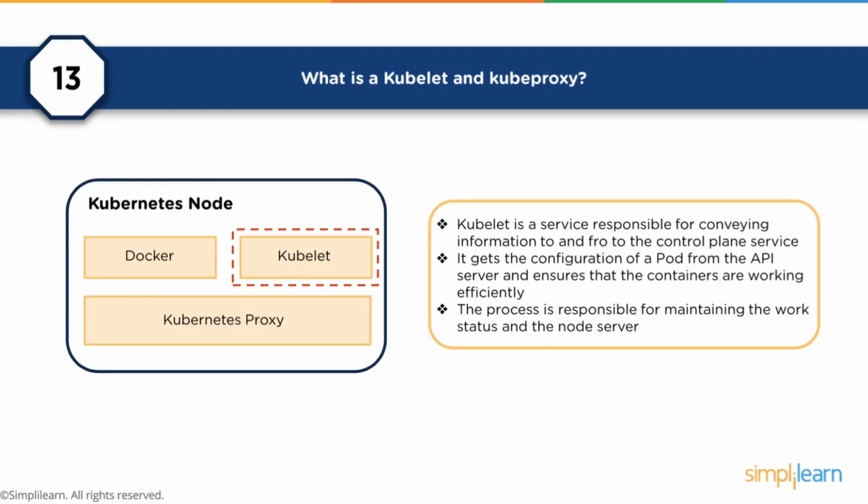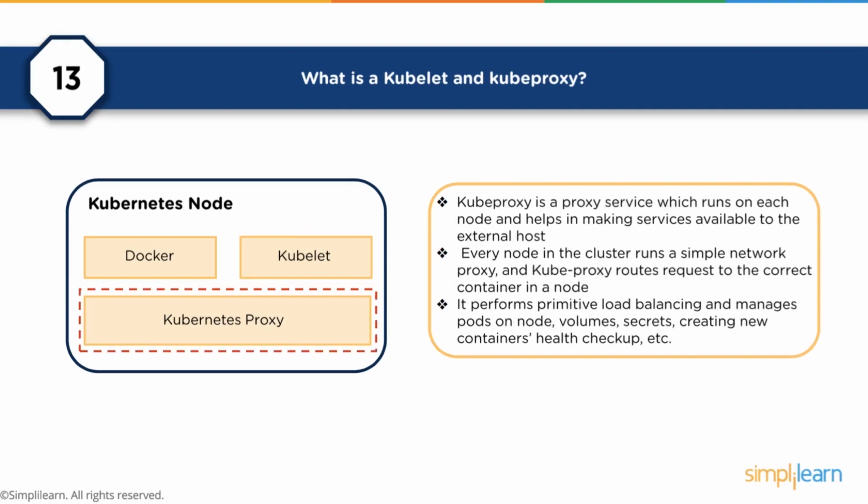So a kubelet is a service responsible for conveying information to and from the control plane itself. The kube proxy itself is responsible for maintaining the work and the status within the node server. In addition, every node in the cluster runs a simple network proxy, and kube proxy routes requests to the correct container in that node. In addition, you'll have some basic and primitive load balancing and management of the node from the proxy itself. There are additional layers of management that get done outside of the proxy, but the proxy is also there to help do some localized load management.